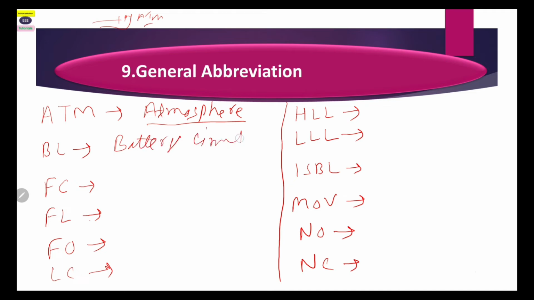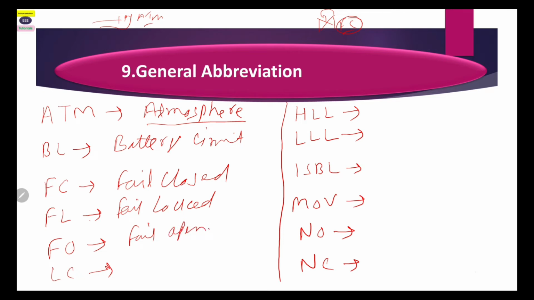Then FC is fail closed. When you see a control valve and FC is written, it is fail closed. FL is fail locked, meaning if it fails, it will lock its position. FO is fail open. LC is lock close. So whenever the fail condition occurs, it will lock close.